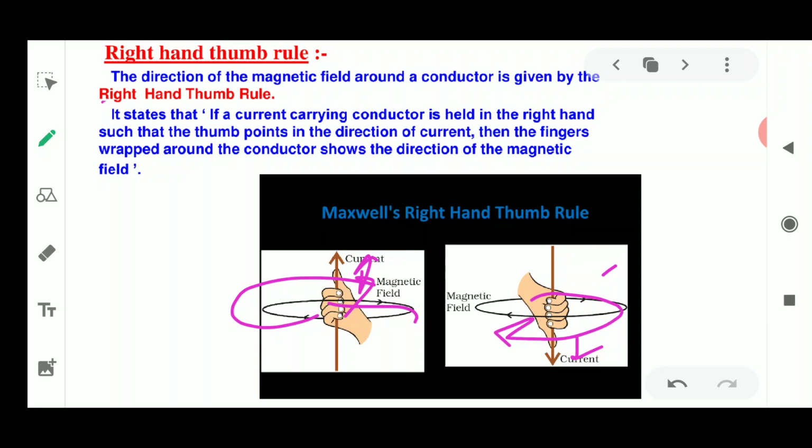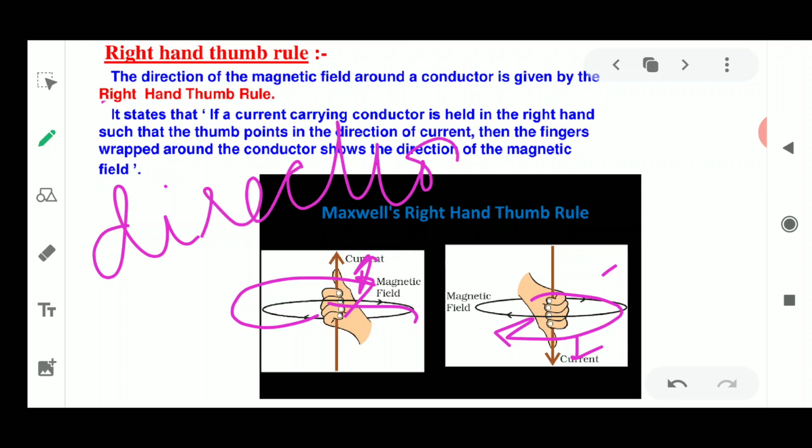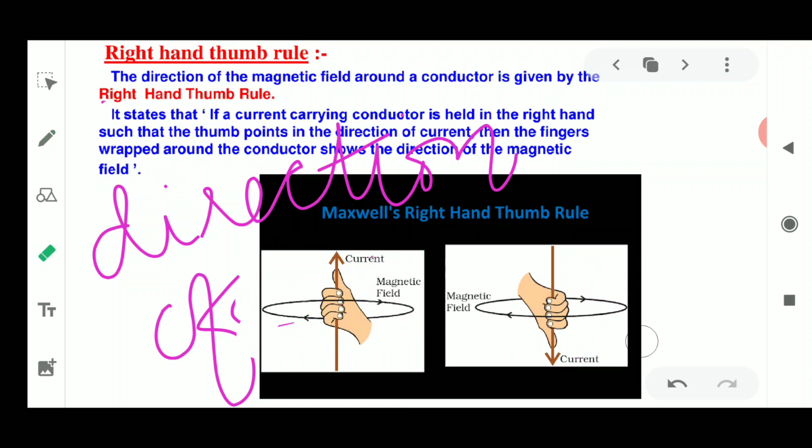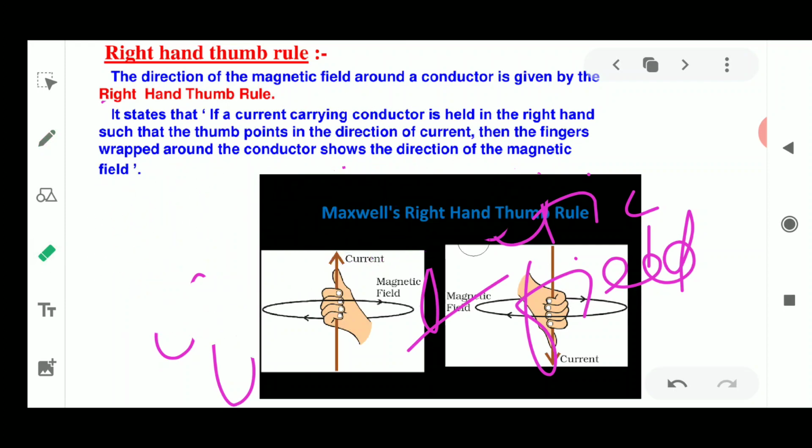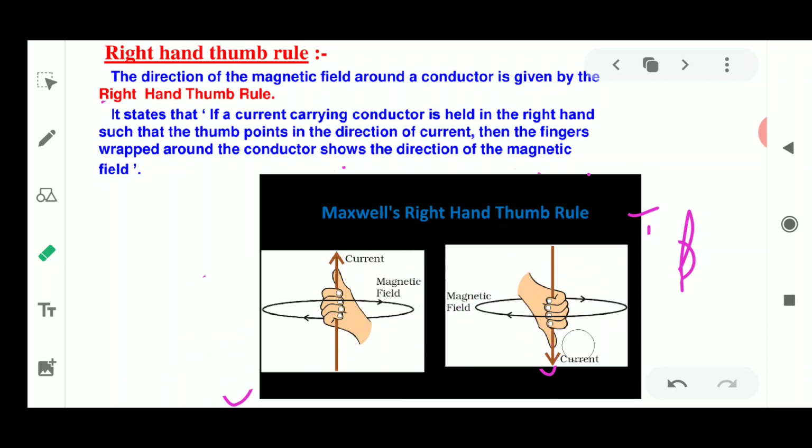So it is the direction of current which is going to decide the direction of magnetic field. Please remember that the current is going to decide the direction of magnetic field. So it's very easy. This screw rule you have to remember, or this is also known as Maxwell's right hand thumb rule, or simply it is known as right hand thumb rule, where thumb is going to point the direction of your current and fingers are going to point the direction of the magnetic field.